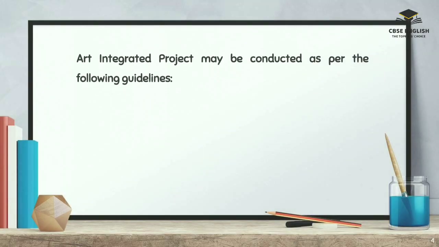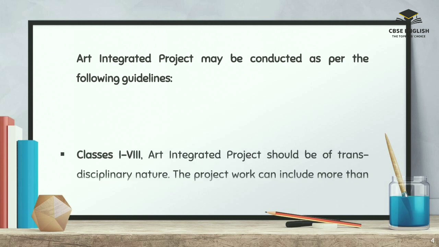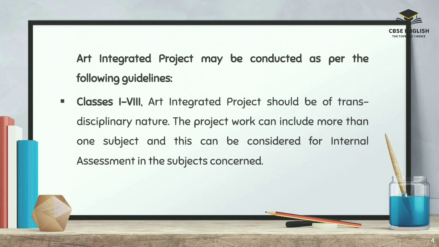Art integrated project may be conducted as per the following guidelines. For classes 1 to 8, art integrated project should be of transdisciplinary nature. The project work can include more than one subject, and this can be considered for internal assessment in the subjects concerned. So here, one project for all subjects. This is for classes 1 to 8.